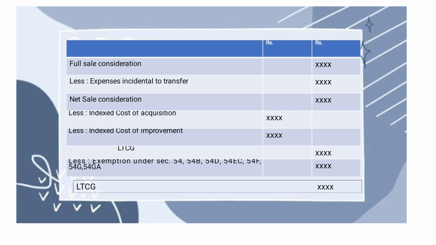Then 54EC: the asset transferred should be a long-term capital asset here also. Then within a period of 6 months after the date of transfer, the capital gain must be invested in specified assets. Specified assets means, as per the Income Tax Act under section 54EC, some bonds redeemable after 3 years issued by the National Highway Authority of India or Rural Electrification Corporation Limited.